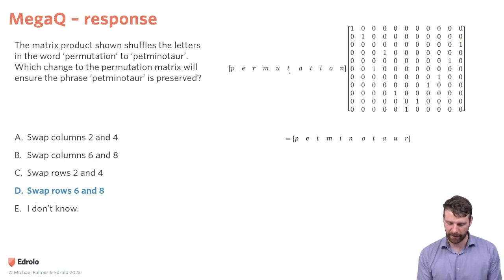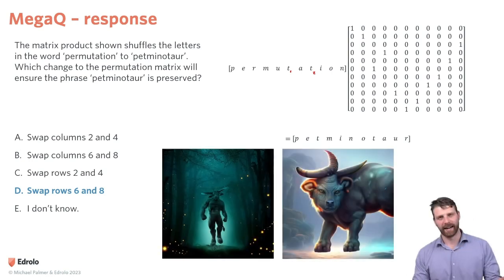So actually, if this was the first t and the second t, then they're actually going to opposite positions after we make that row change.